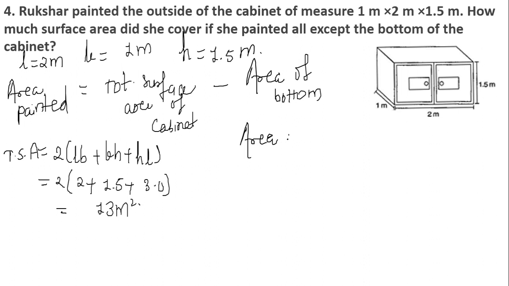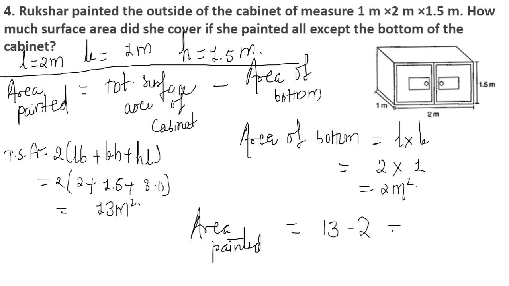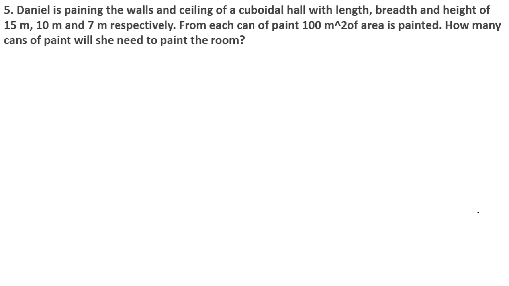And just find out the area of bottom. It means length into breadth. This will give us 2 into 1 will give us 2 meter square. Okay, so area painted will be equal to, putting these two values in this formula which I have written over here, 13 meter square minus 2 meter square, that is equal to 11 meter square. Okay, so this is the correct answer for the given question, where I just had to use two formulas, total surface area and the area of the bottom of the given shape.